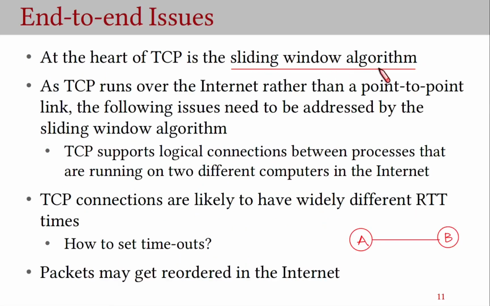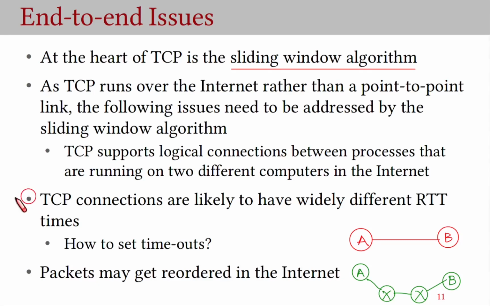The sliding window algorithm is at the center of TCP design. However, when we studied the sliding window algorithm, we considered two endpoints that were connected directly by a point-to-point link. However, as TCP runs over the internet, the connection between A and B might involve several links going through several routers. And so when A and B are connected by a point-to-point link, there is no need to establish a connection. However, in the case of TCP, the endpoints could be separated by several hops, and therefore TCP uses an explicit connection establishment phase followed by transmission of data, and at the end there is also a connection teardown phase.